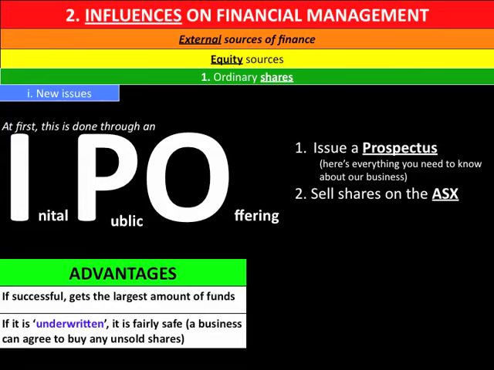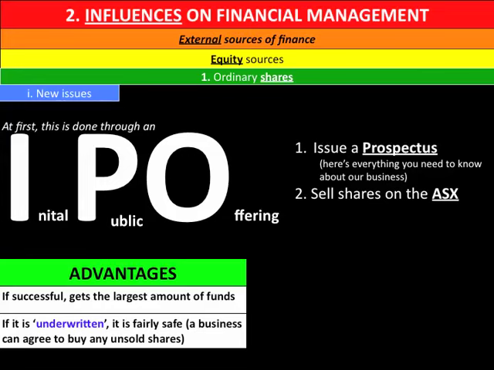The advantages of an IPO, if it's successful, you get the largest amount of funds. It is very, very difficult to make any more money in any other way than through an IPO. You can make billions through a successful IPO. The other advantage is that if you get it underwritten, it's fairly safe.